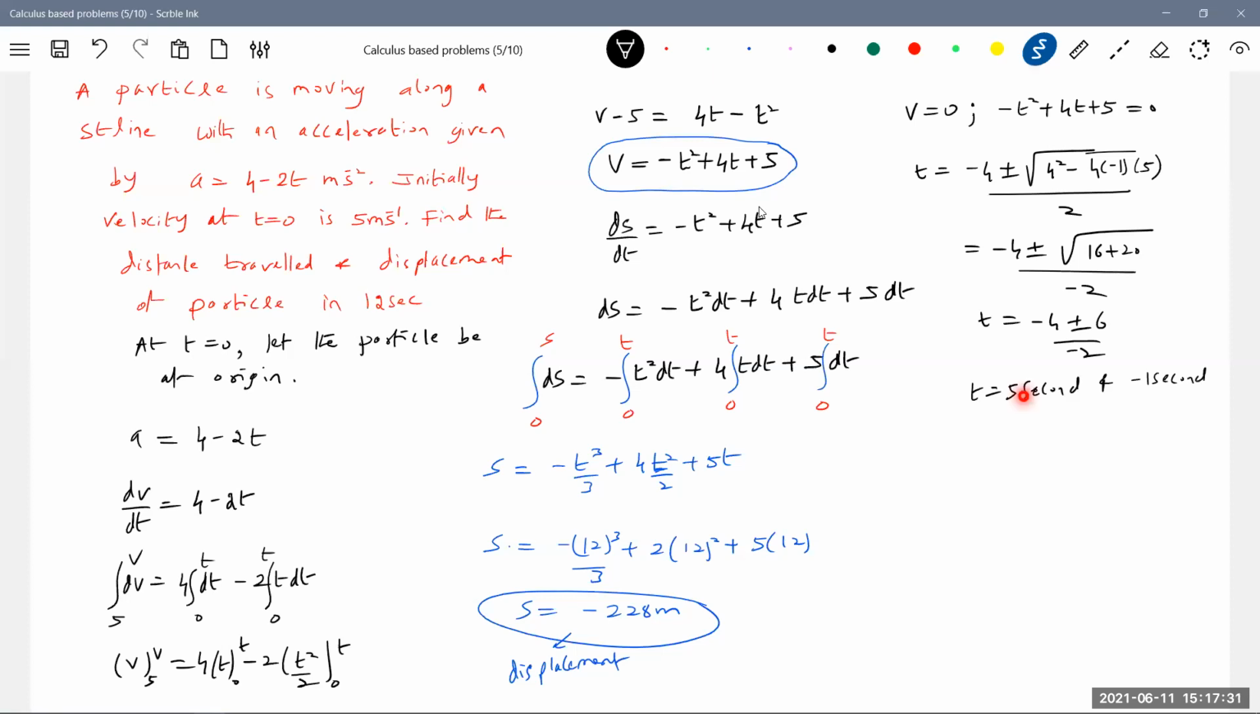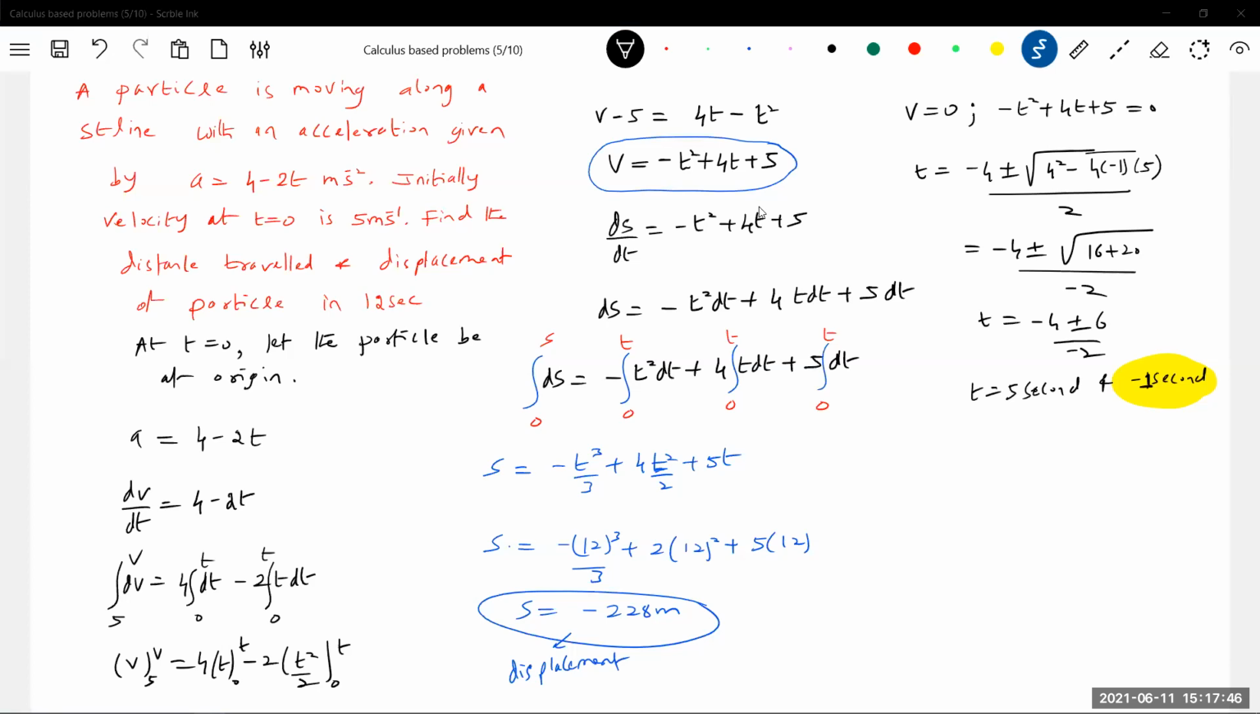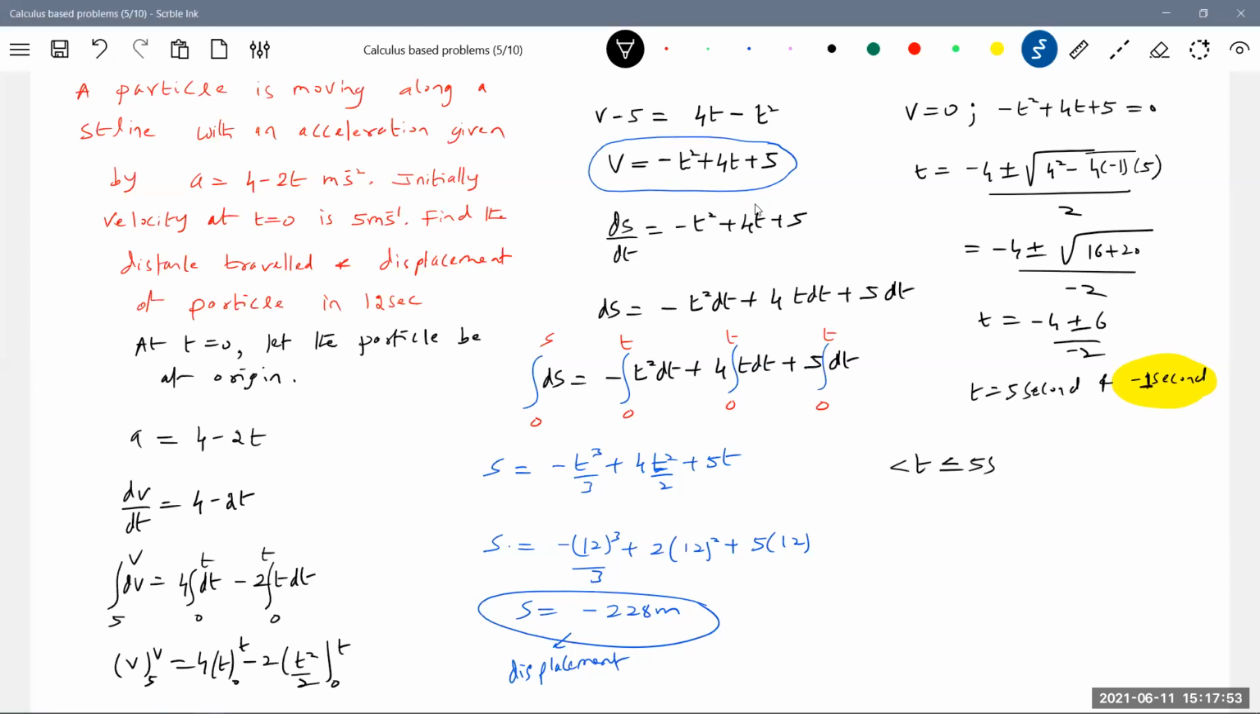Okay, thanks for helping me. This is not possible, minus 1 second. Time should not be negative. So therefore at t equal to 5 seconds, in fact, it is going to change the direction. Now we'll break up our entire motion into two parts. For t from 0 to 5 seconds, let's see. Just as a rough idea, put t equal to 1 second.